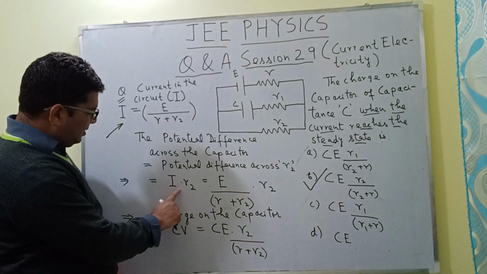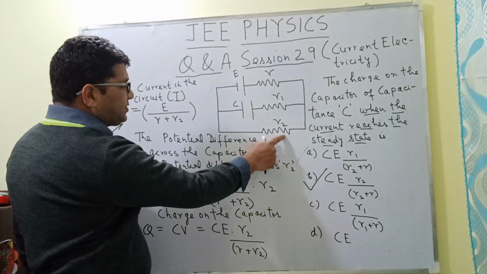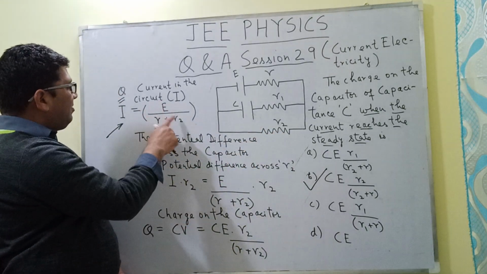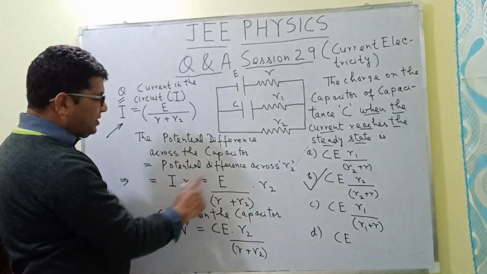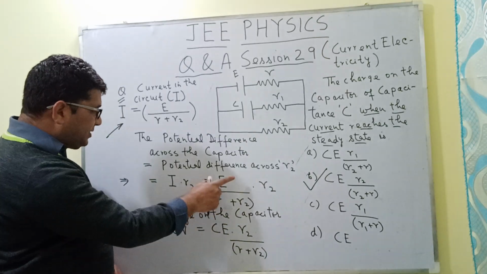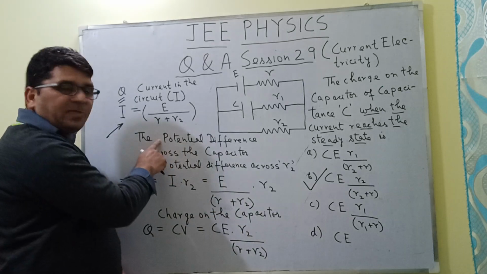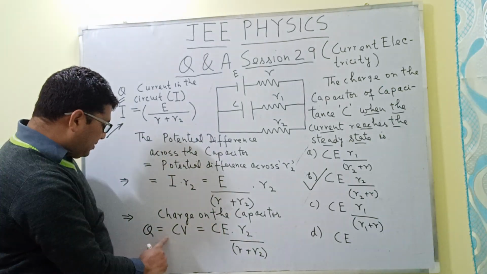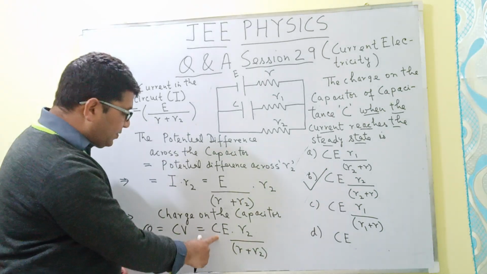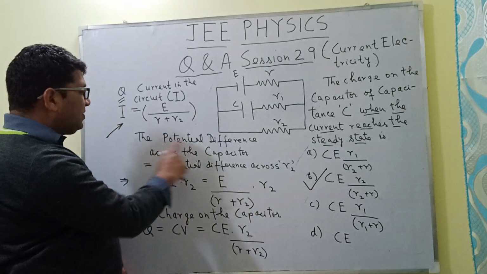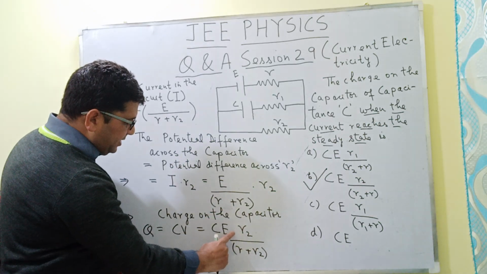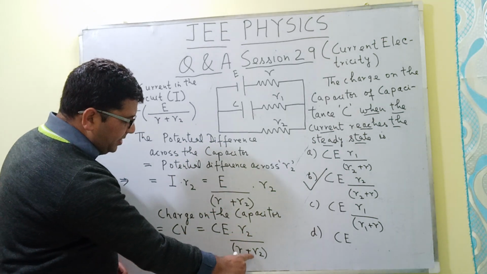this will be equal to I into R2, because the potential difference across this resistor R2 is equal to I into R2. Now I is equal to E divided by R plus R2. So the potential difference across R2 is equal to E R2 divided by R plus R2. This is the potential difference across the capacitor also. So the charge on the capacitor will be equal to C into V. C is the capacitance which is already given in the question. Now V is the potential difference across this capacitor, which is equal to E R2 divided by R plus R2.